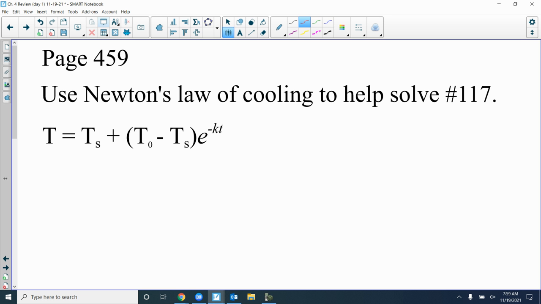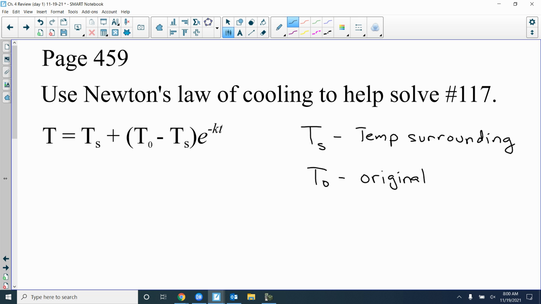So T sub S is the temperature of the surrounding area, or the constant temperature. Okay, so that is the temperature of the surroundings. T sub 0, that looks like an O, is the original temp.